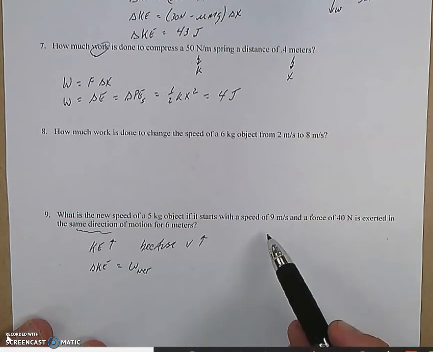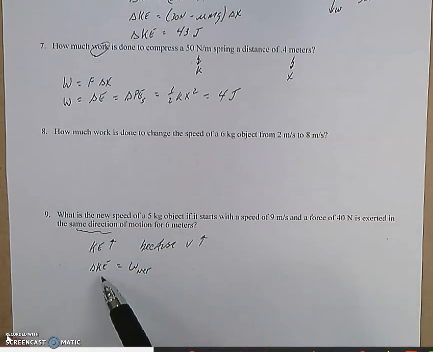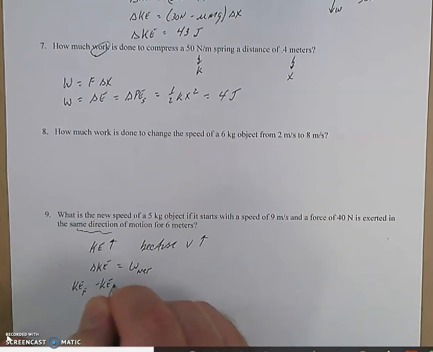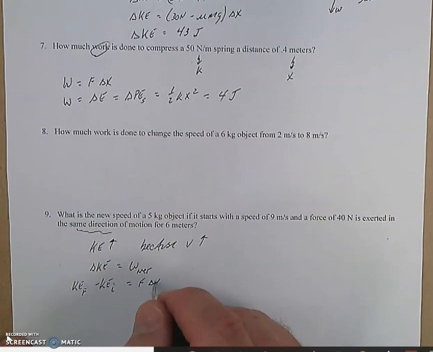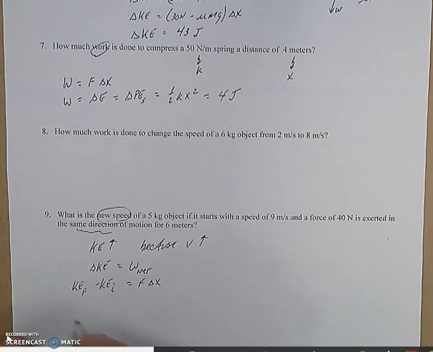I need to find here a new speed. Well, my change in kinetic energy is kinetic energy final minus kinetic energy initial. And that's going to equal my net work. Well, what's my net work? My net work is a force times delta x. Now again, we're looking for a final speed that's not even worked in here yet. How do I get it in there? 1/2 m times v final squared minus 1/2 m times v initial squared is equal to F times delta x.